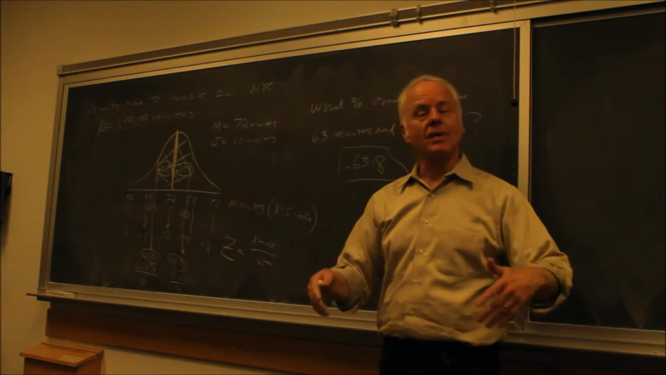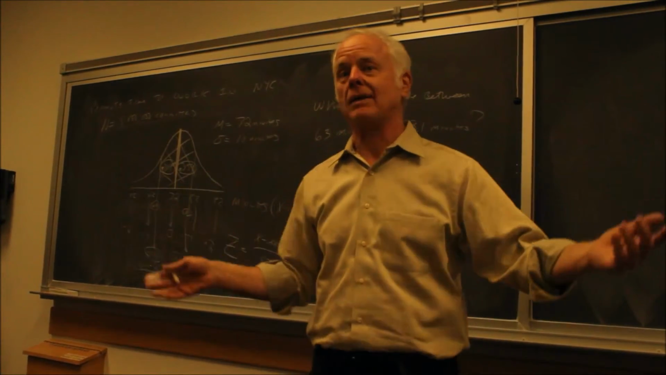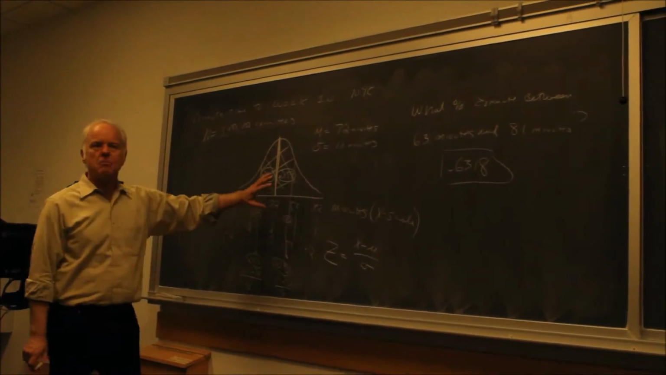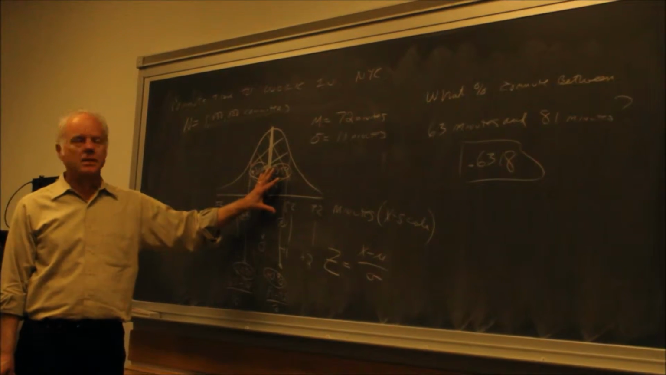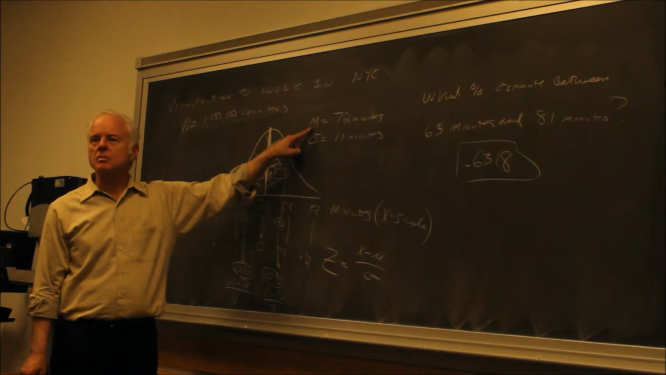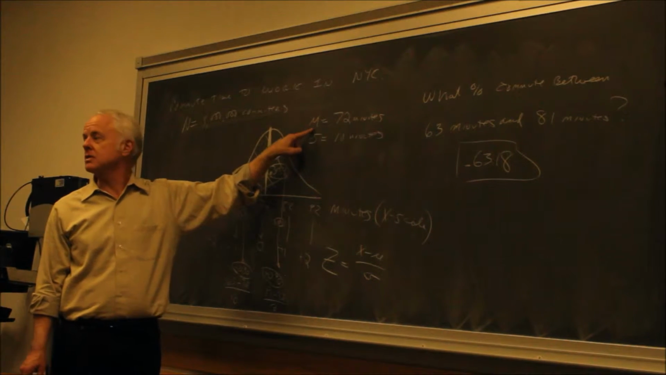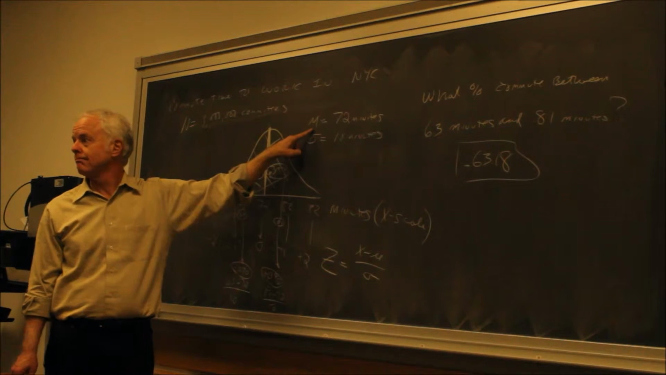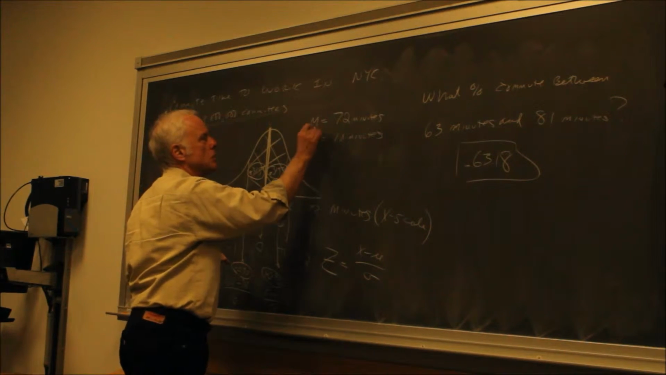But 99% of the time, you go out there and they say, listen, I want you to estimate this or that. You don't have any idea. Here are 3 million commuters. And these commuters have a mean of 72 minutes. This is mu sub x, because this is the mean of the population.